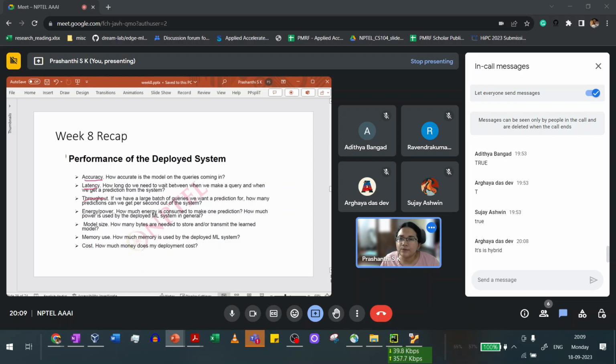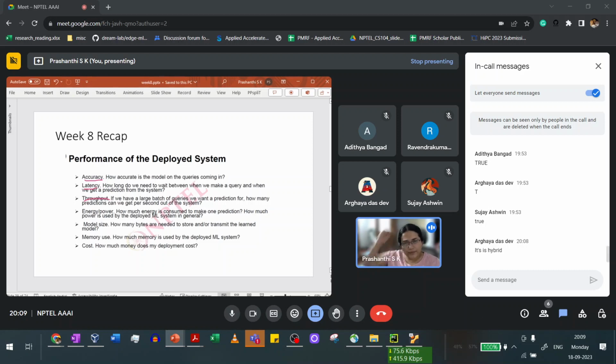Now next is throughput. If I have a large batch of queries, then how many predictions can I get per second out of the system? So again, remember the difference between latency and throughput. If you don't, go back and look at that live session.